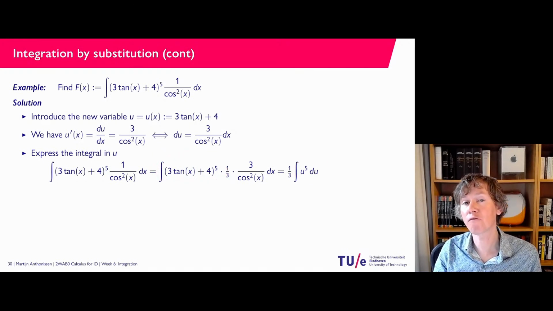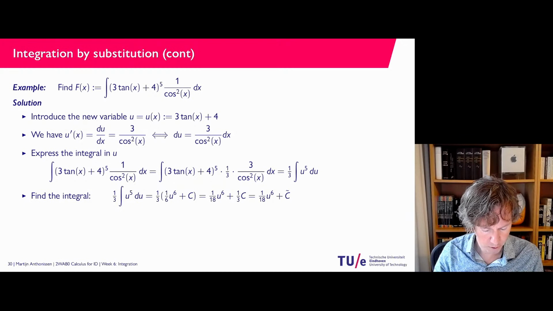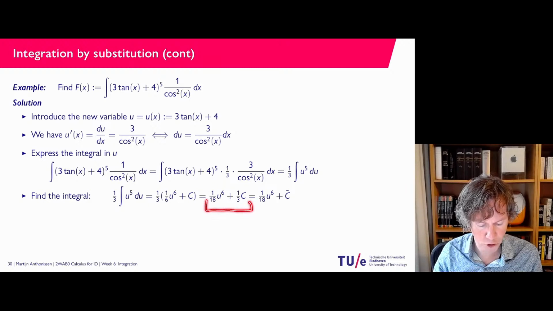Again, forget everything that happened so far. Just look at this integral. Well, that's easy peasy. It's u to the power 6 over 6 plus a constant. So we do that. So we find 1 over 3 times u to the power 6 over 6 plus a constant. If you multiply that out, you get 1 over 18 u to the power 6 plus c over 3.